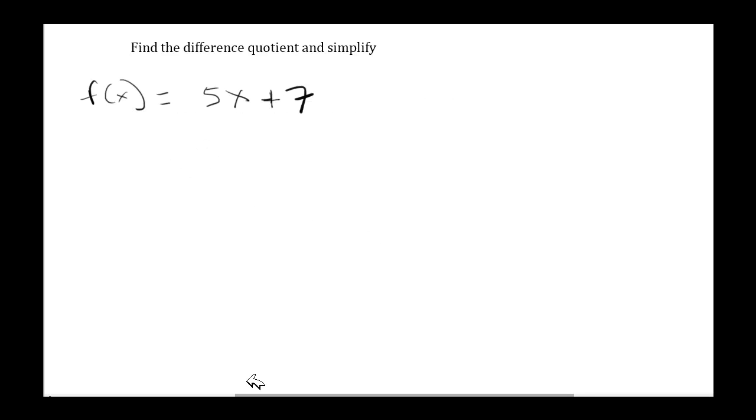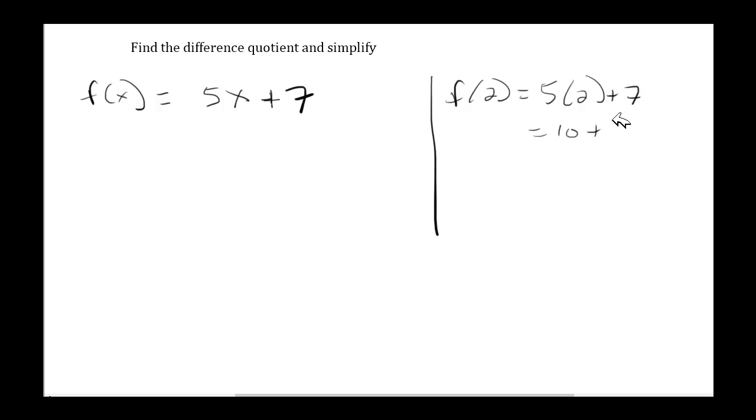Okay, so we want to find the difference quotient, we want to simplify, and here's our function. f of x equals 5x plus 7. Just a quick thing to make sure we're all understanding. If I ask you what f of 2 is, well, you plug a 2 in for every x. So I have 5 times 2 plus 7, which would be 10 plus 7, which is 17. So this machine, when you put in the number 2, it spits out the number 17. Just want to make sure that's perfectly clear.